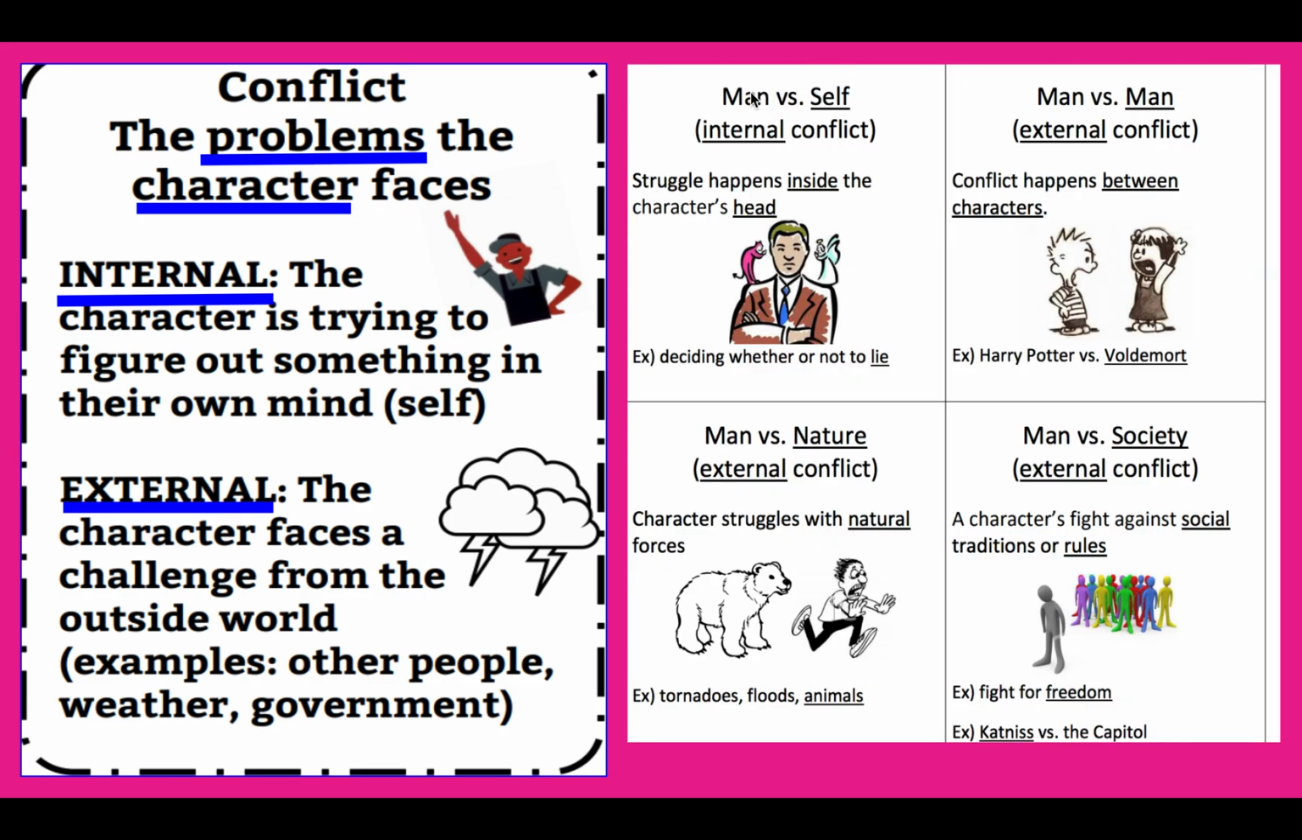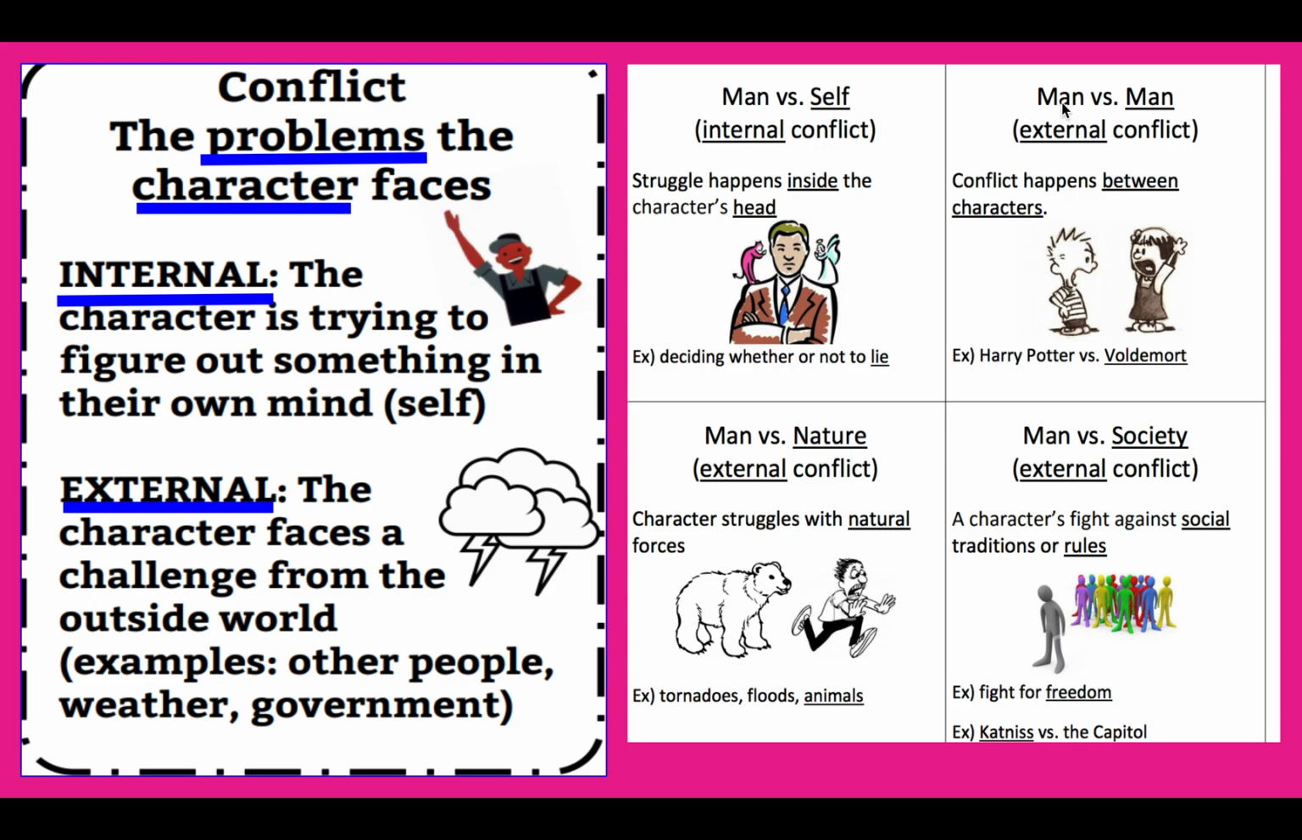So these are the different types of problems. We have man versus self, meaning it's an internal conflict. The struggle happens inside the character's head. For example, deciding whether or not to lie. A lot of you deal with this. Maybe you want to tell your parents the truth. Maybe you don't want to tell your parents the truth. Maybe you don't want to tell your teachers the truth. So a lot of you deal with internal conflict every single day, and that's a man versus self or woman versus self problem.